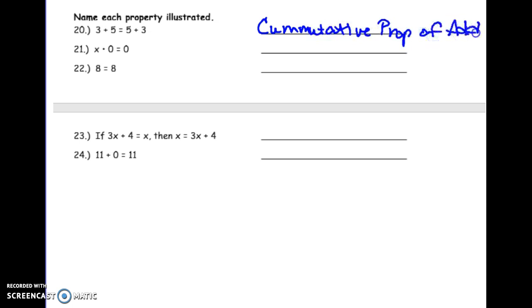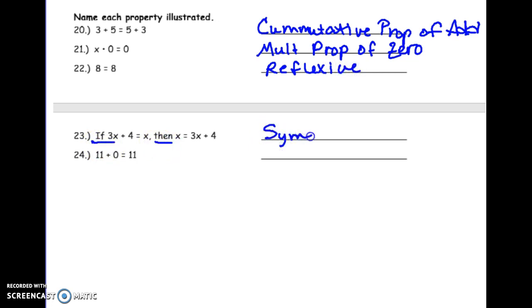Second one, we're multiplying by 0, so it's the multiplication property of 0, or just the zero product property. Third one, 22, is just reflexive. Okay, now I've got an if-then. If this, then that. This is symmetric. All right, and then we've got 11 plus 0 equals 11. That's the additive identity.